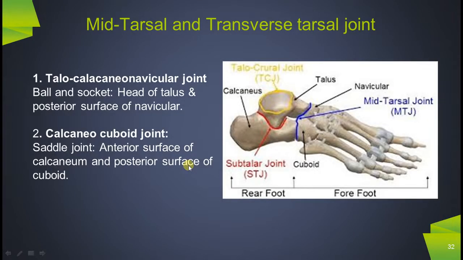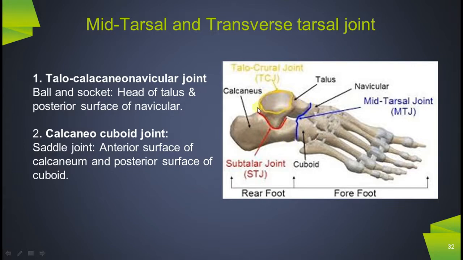Okay, coming to the mid-tarsal and transverse tarsal joint, mainly the mid-tarsal joint, you see the talocalcaneo-navicular joint. The head of the talus you are able to see here, and the calcaneum, they articulate. It is actually a ball and socket joint. Between the head of the talus and the navicular is a ball and socket. The calcaneo-cuboid joint is a saddle variety, reciprocal concavo-convex.